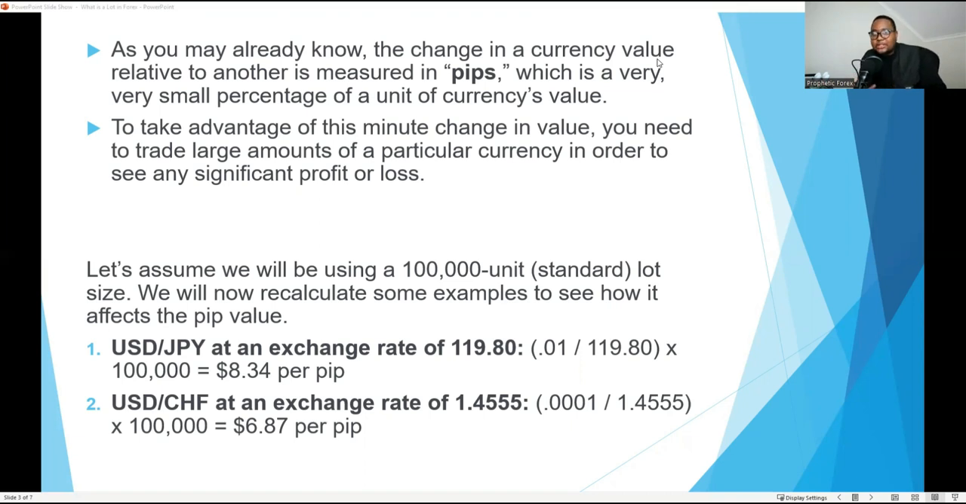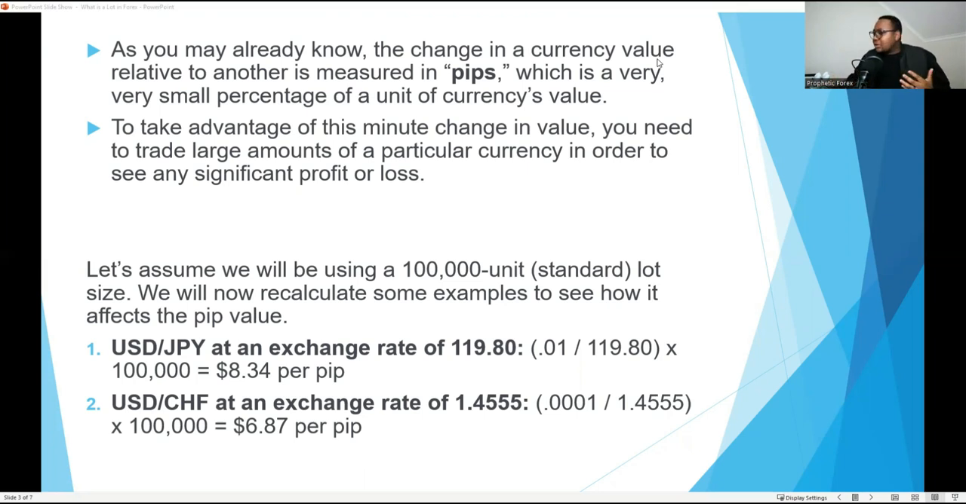I'm just going to do 2 examples there. USD CHF at an exchange rate of 1.4555, and of course the calculation there is we take 1 pip divided by the exchange rate times the standard lot size. That will be approximately $6.87 per pip. Why do I say approximately?